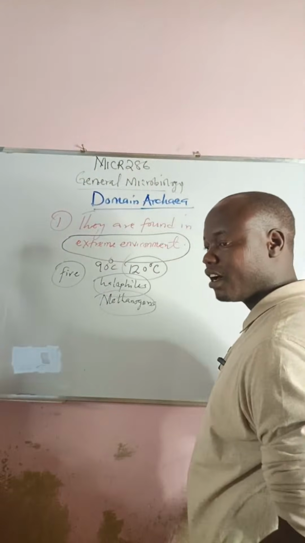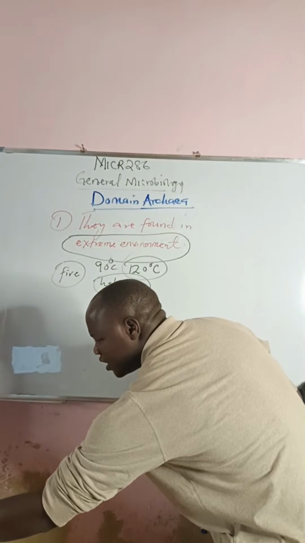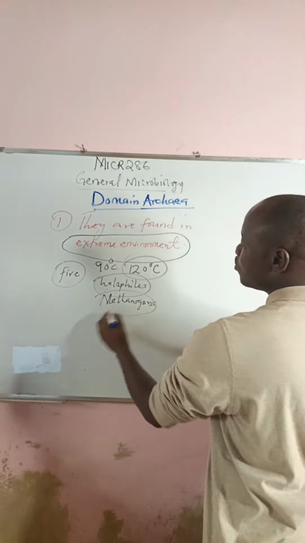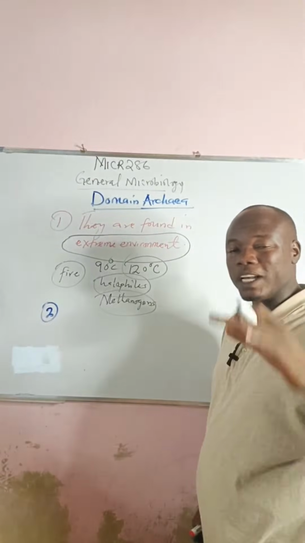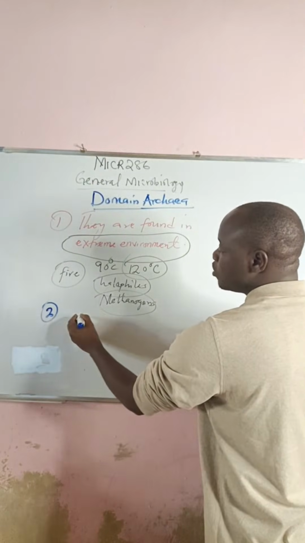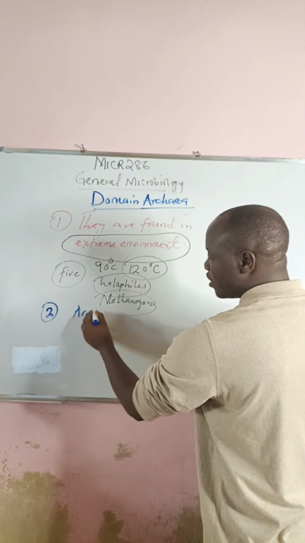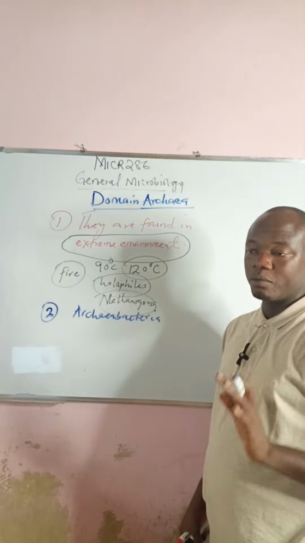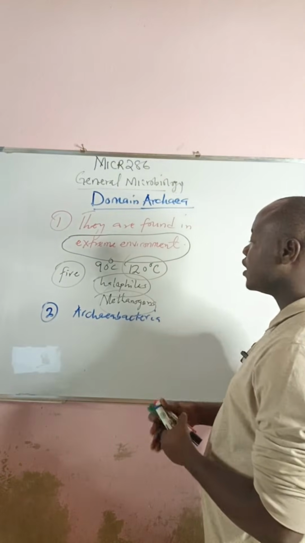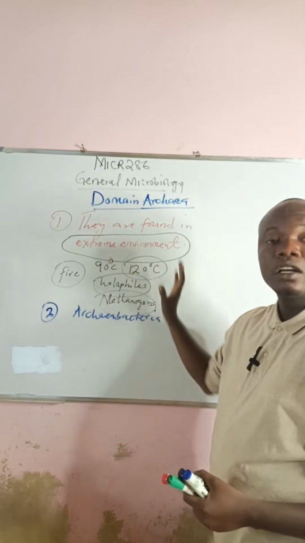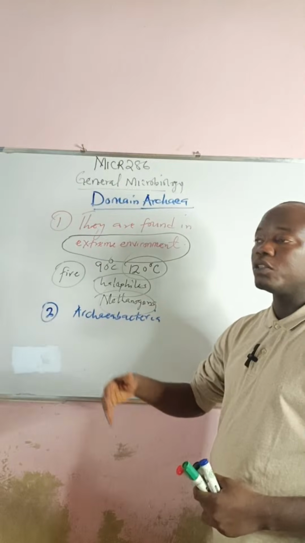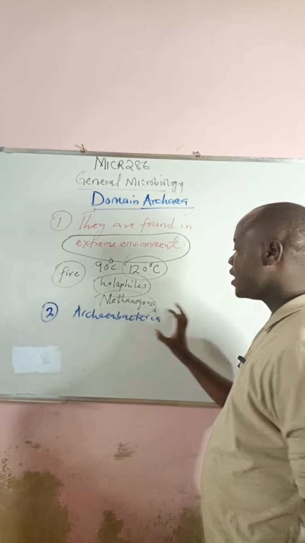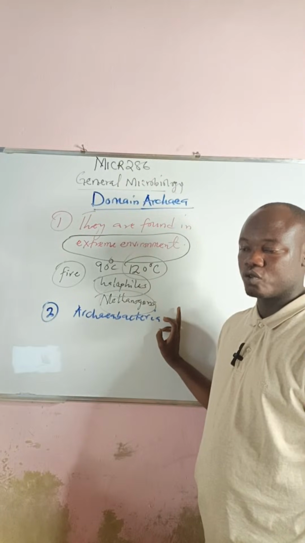Then number two, apart from this, they were formerly called archaebacteria. You shouldn't forget this. When we say they were formerly called archaebacteria, it means that initially the name of this group was archaebacteria. So you shouldn't forget about this one too.